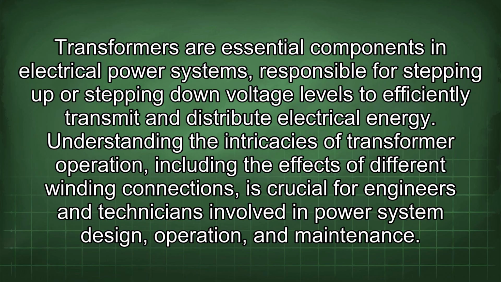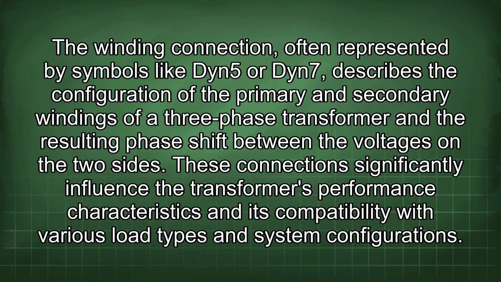Understanding the intricacies of transformer operation, including the effects of different winding connections, is crucial for engineers and technicians involved in power system design, operation, and maintenance. The winding connection, often represented by symbols like Dyn5 or Dyn7, describes the configuration of the primary and secondary windings of a three-phase transformer and the resulting phase shift between the voltages on the two sides. These connections significantly influence the transformer's performance characteristics and its compatibility with various load types and system configurations.